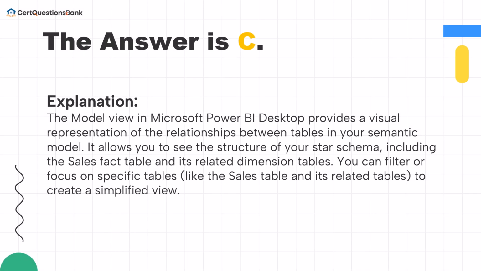The answer is C. The model view in Microsoft Power BI Desktop provides a visual representation of the relationships between tables in your semantic model. It allows you to see the structure of your star schema, including the Sales fact table and its related dimension tables. You can filter or focus on specific tables, like the Sales table and its related tables, to create a simplified view.